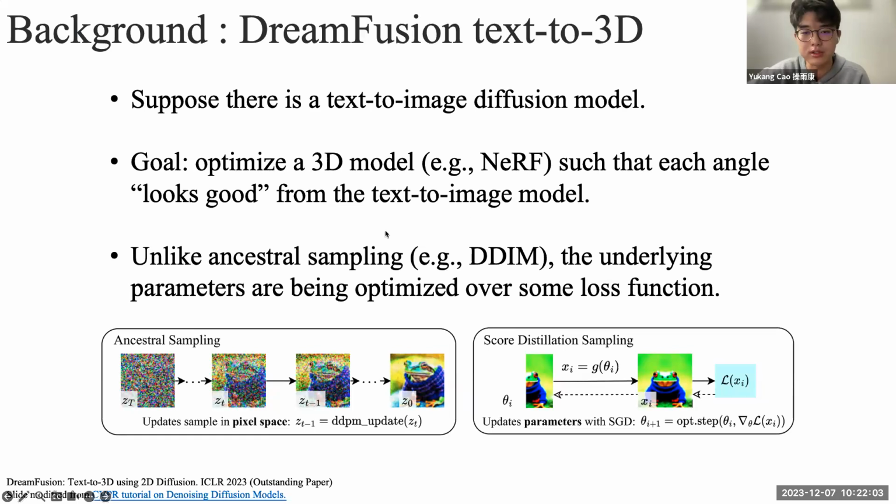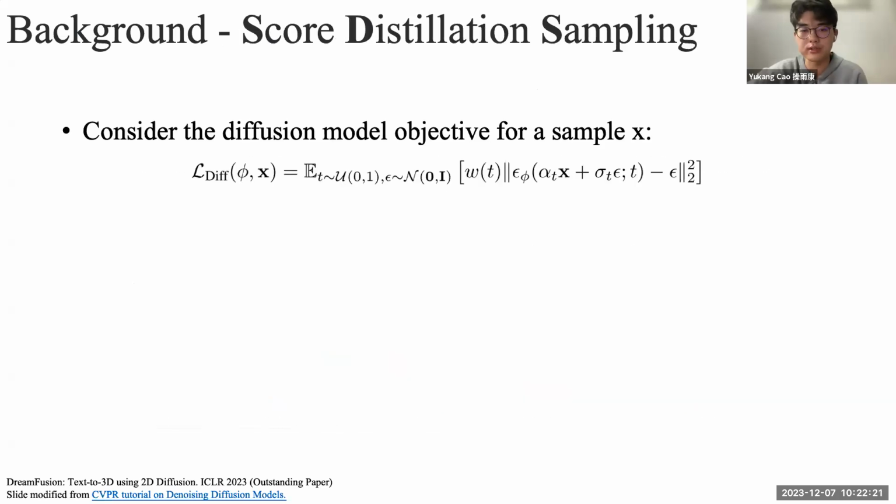However, this is still challenging, because we only have access to the pre-trained text-to-image diffusion model, and we don't have the dataset to train this model. Consequently, we cannot update the diffusion model like the ancestral sampling used in their training. To address this challenge, DreamFusion proposed a novel strategy called score distillation sampling (SDS).